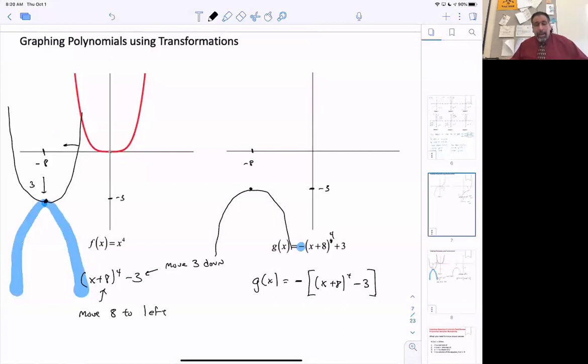So the bottom line on this one, the shift inside the parentheses works the reverse of the way you think it should. If it's a plus 8, it actually goes to the left. The shift outside the parentheses works the way you want it to. If it's a plus 3, you're going to go up, okay? And if there's no negative in front of the x factor, then do it the way it looks. Don't worry about it. Just shift it the way we said. If there's a negative in front, I strongly encourage you to factor out the negative and think of it as doing it without the negative first, and then the negative is what flips it over.